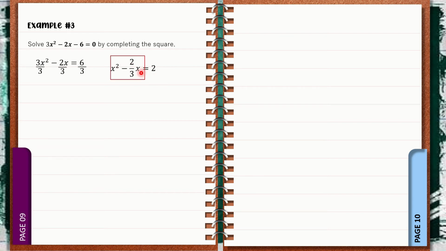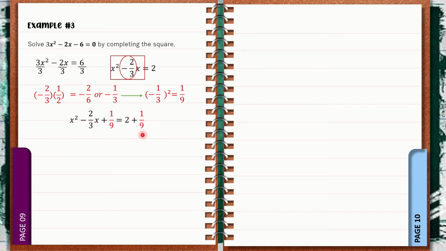Getting the expression x squared minus 2/3 x, we need to get half of the coefficient negative 2/3. So, negative 2/3 times 1/2 is equal to negative 2 over 6 or negative 1 over 3. Getting the square of negative 1 over 3, we have 1 over 9. So, add 1 over 9 to both sides of the equation, and we will obtain x squared minus 2/3 x plus 1/9 is equal to 2 plus 1/9.